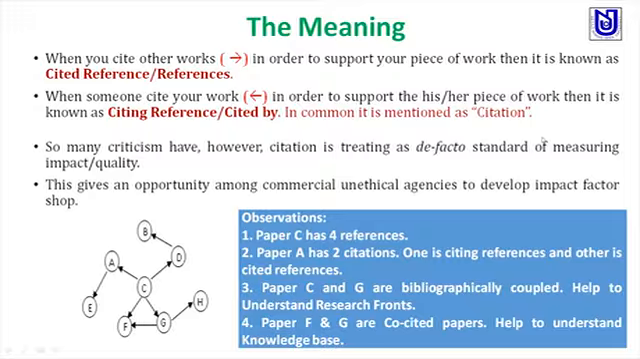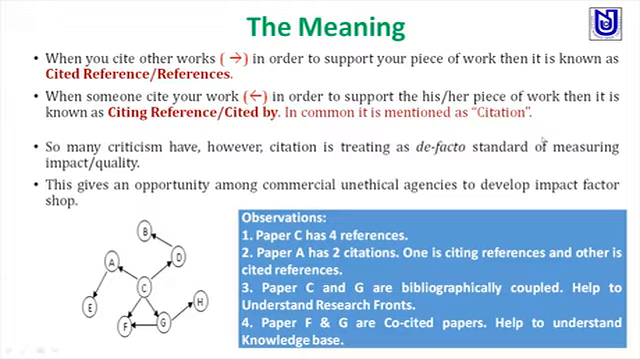Now, in this context, there are 2 terms you have to understand, which are very, very important. Because in citation analysis, we are talking about the matrix. Then the matrix is based on 2 basic ideas. One is called bibliographic coupling and another one is called co-citation analysis. What does bibliographic coupling mean? Basically, bibliographic coupling is associated with the cited references, whereas co-citation analysis is basically based on citing references.